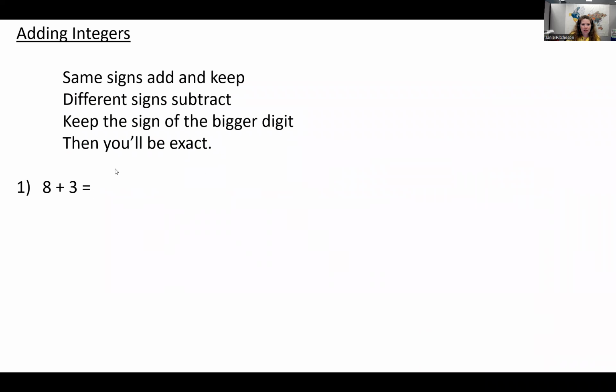Same signs add and keep, different signs subtract, keep the sign of the bigger digit, then you'll be exact.